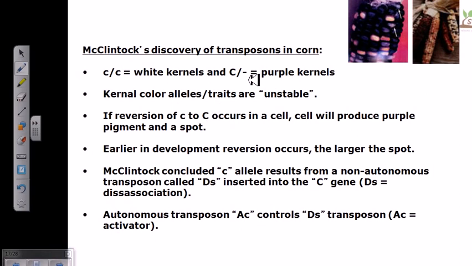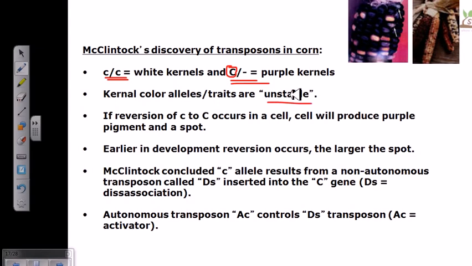Before going into that, we must talk about McClintock's discovery of transposons in corn, sorry, in maize, it's maize too. In corn, the purple kernels are the normal or wild type, which is called capital C, C for color. Sometimes we have white kernels. This is due to a mutation in this capital C gene, which after the mutation we write as small c. She suggested that the kernel color alleles are unstable in nature.